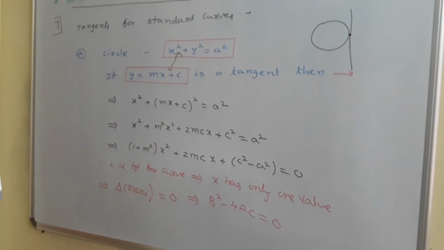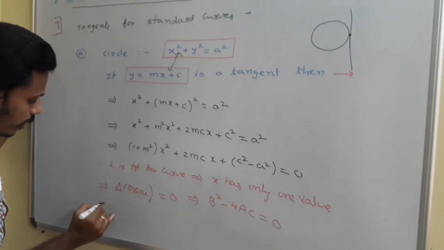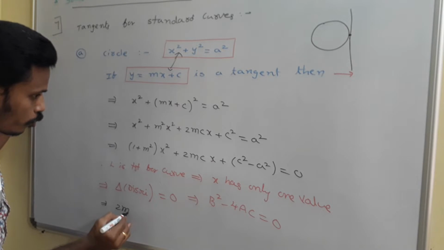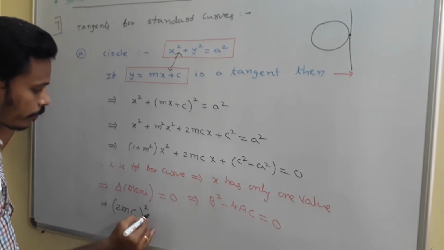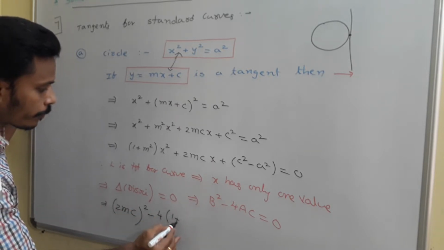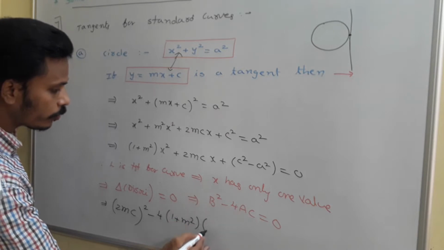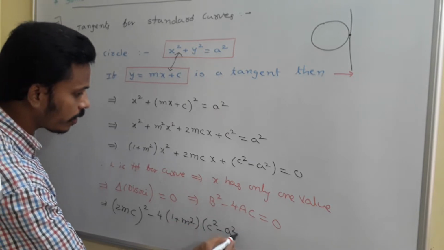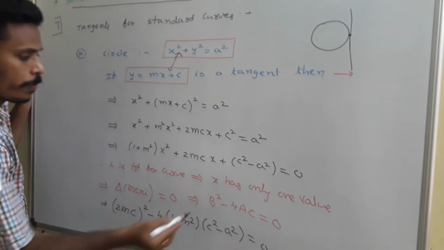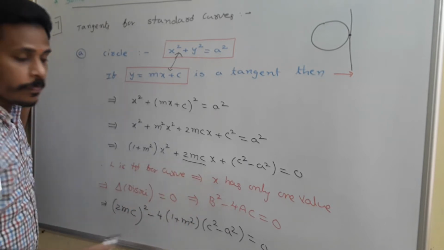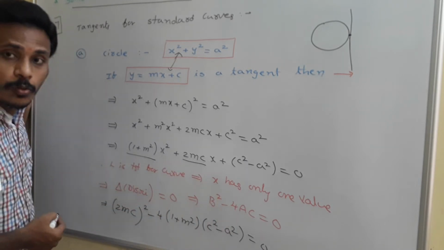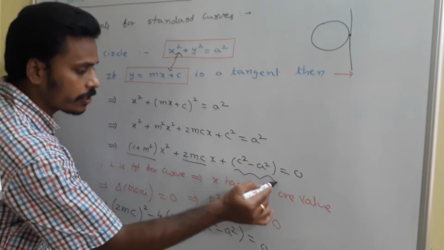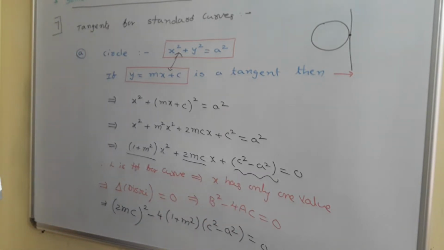What is b? B is the coefficient of x, which is 2mc, right? So that implies (2mc) whole square minus 4 into (1 plus m square) into (c square minus a square) is equal to 0. B is the coefficient of x, a is the coefficient of x square, and c is the constant. You just replace and try to simplify.